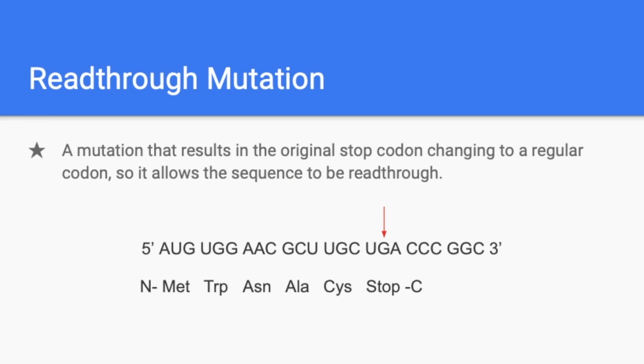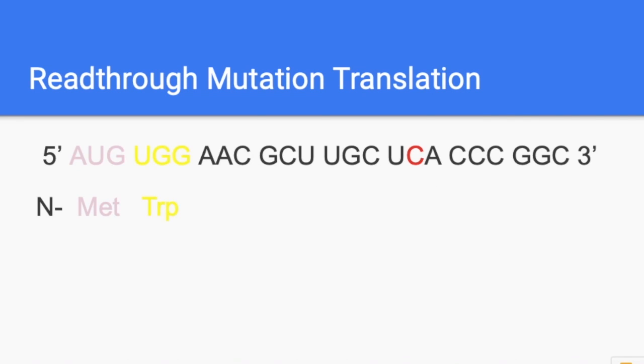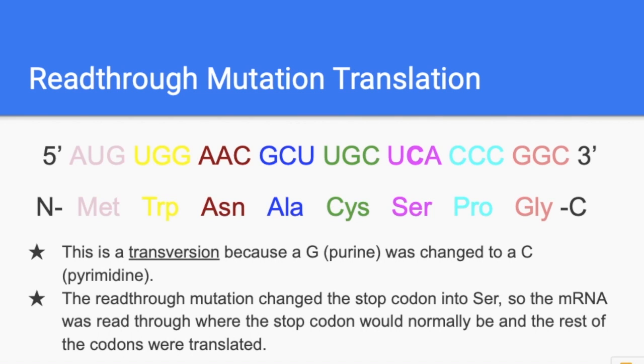Read-through mutations occur in the stop codon and result in changing to a normal codon. Here we have a mutation in our stop codon that changes UGA into UCA. Translation is normal until we reach this mutation. UCA codes for serine, which does not signal translation to halt, so the rest of the sequence is also translated. This is a transversion because we went from a purine to a pyrimidine. Changing the stop codon allows for the rest of the mRNA to be read through and translated.